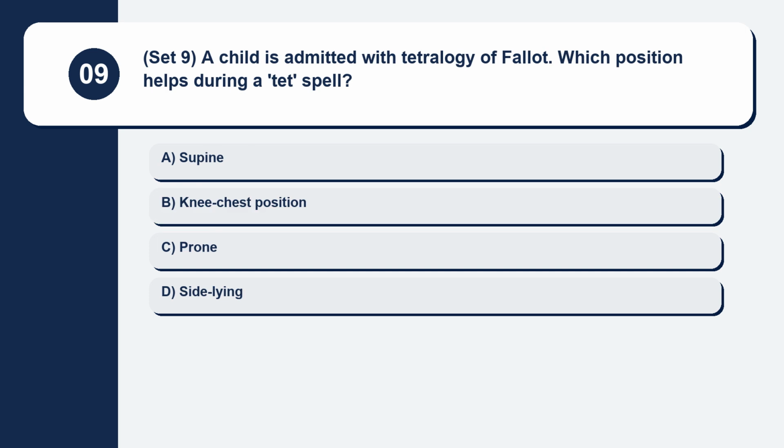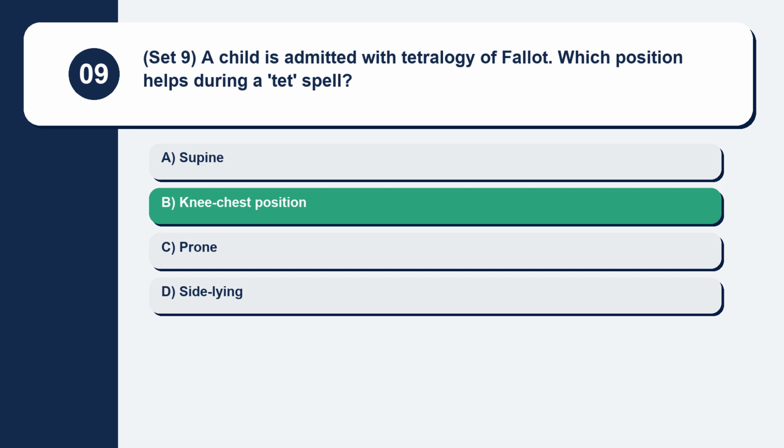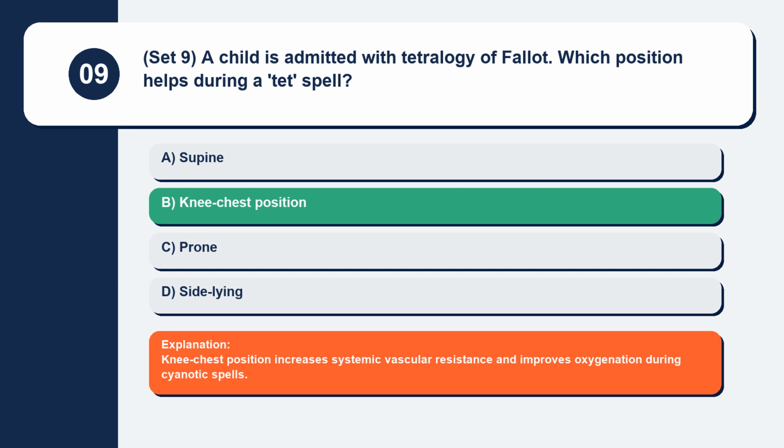Question 9, Set 9. A child is admitted with tetralogy of Fallot. Which position helps during a TET spell? Supine, knee-chest position, prone, side lying. Knee-chest position increases systemic vascular resistance and improves oxygenation during cyanotic spells.